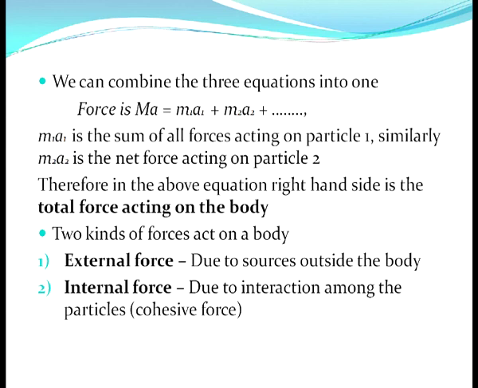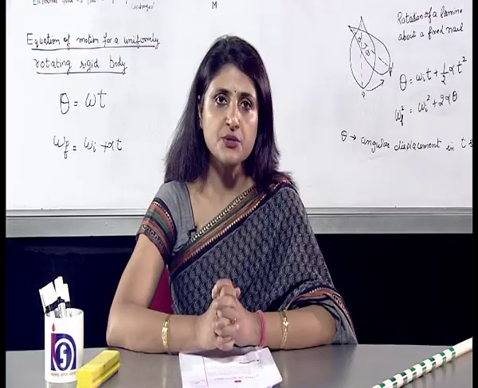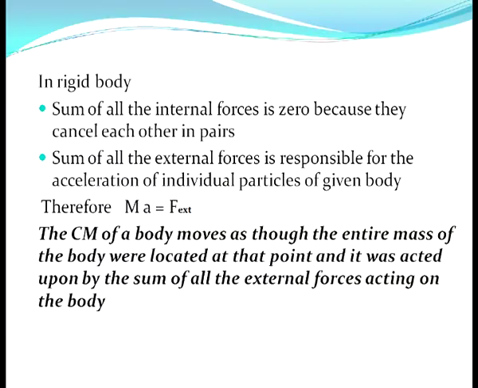The example is cohesive force. In a rigid body, the sum of all internal forces is 0 because they cancel each other in pairs. And the sum of all external forces is responsible for the acceleration of the individual particles of the body, which is given by ma is equal to F external. So, now we can define the Cm.